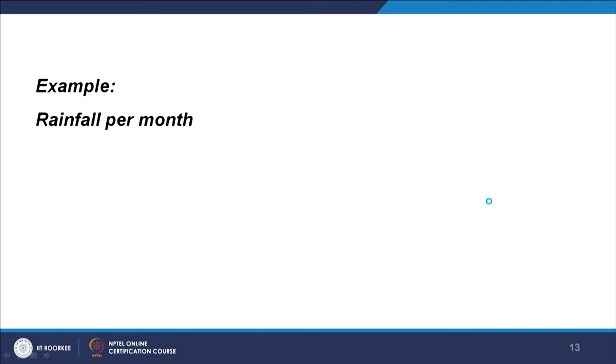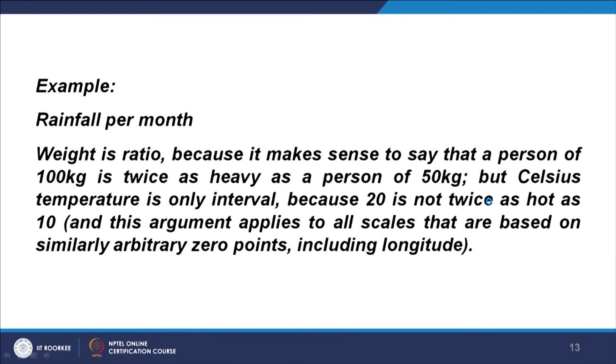And examples like rainfall per month. Rainfall 0 is a starting point. Weight is also ratio, when we weigh something. It is a ratio quantity, because it makes sense to say that a person of 100 kg is twice as heavy as a person of 50 kg. But in case of Celsius temperature it is only interval, because 20 is not twice as hot as 10.